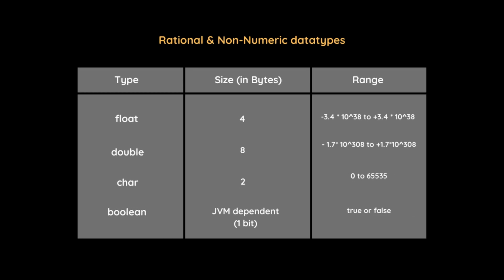Similarly in floating data types, float takes 4 bytes of space in memory and double takes 8 bytes of space in memory. And this is the range of float and this is the range of double. Now the char data type takes 4 bytes of space in memory and the size of the boolean data type is JVM dependent.